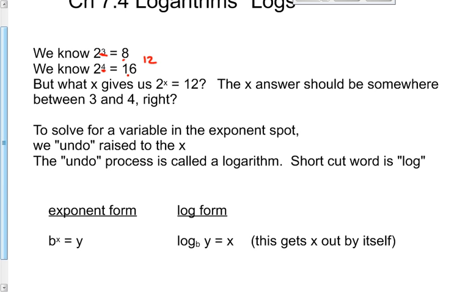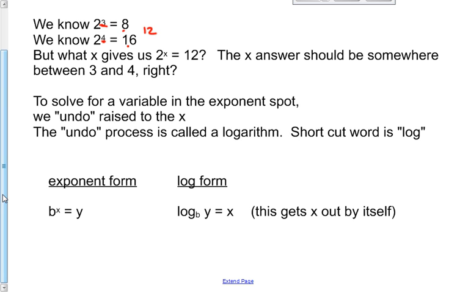We have to be able to undo being raised to a power. That undoing process is called a logarithm, and the shortcut word for that is log. So here are 2 forms that you definitely want to write down in your notebook. The exponent form that we're used to seeing is right here, b to the x equals y. Transform that into log form. It looks like this: log base b of y equals x.